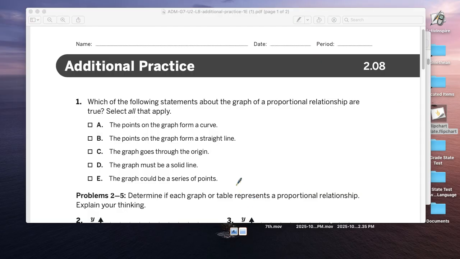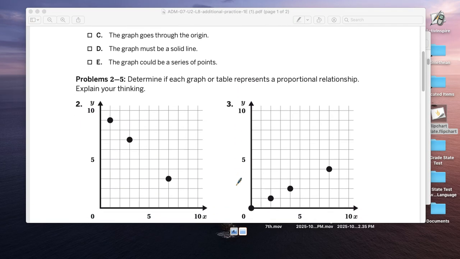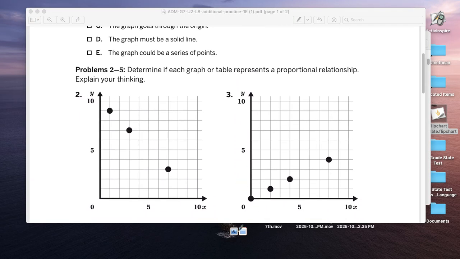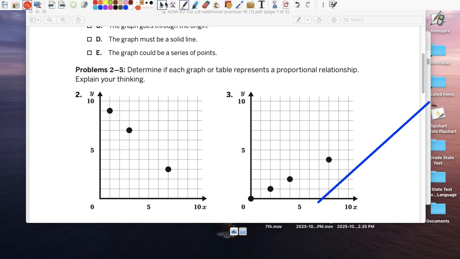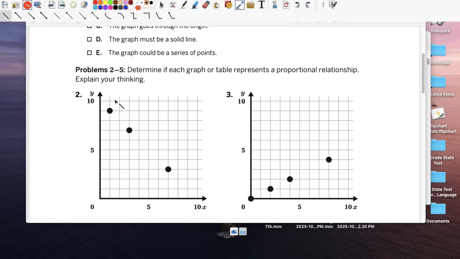Let's see. Problem 2. Determine if the graph or table represents proportional relations. So visually, let's do this visually to save some time. So this one, the first one. Not that one, this one. If I were to connect, straight line, yes.